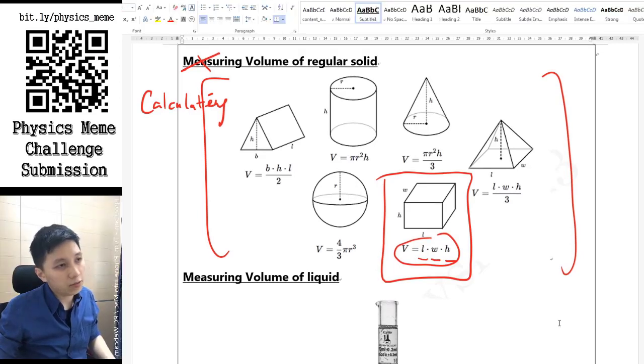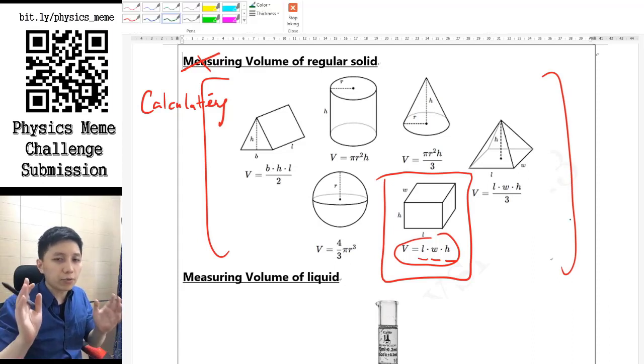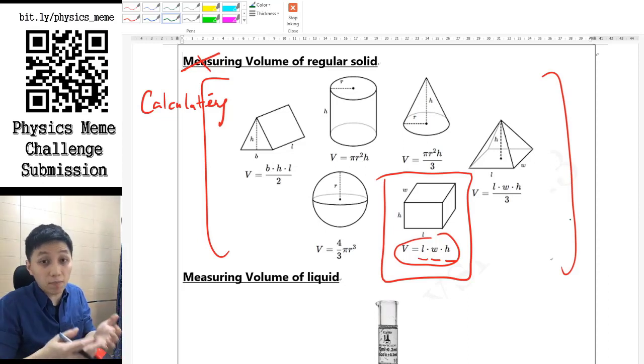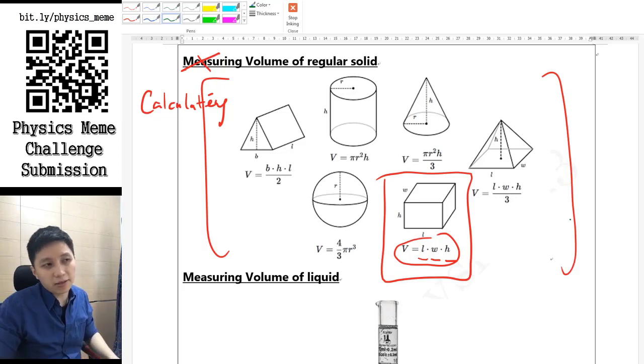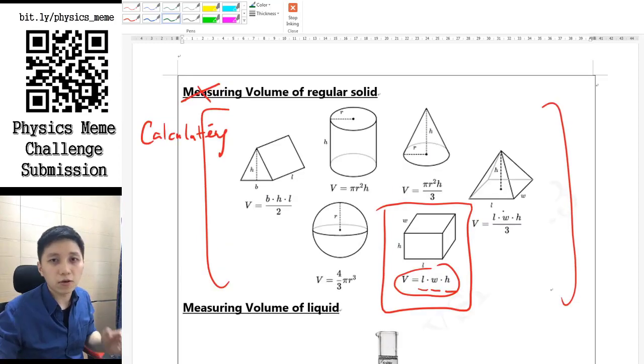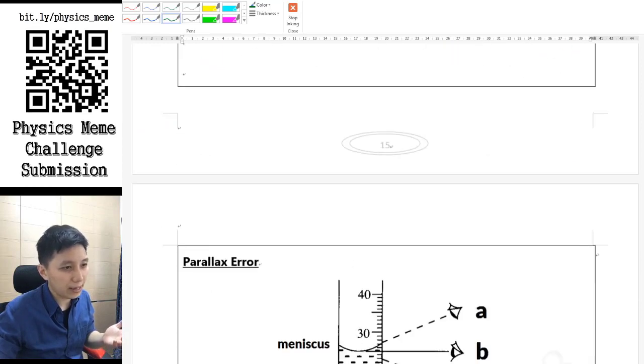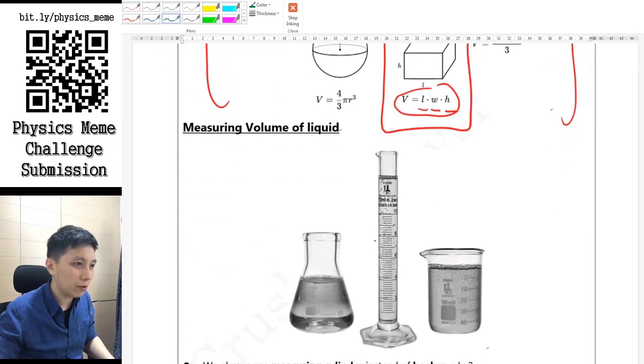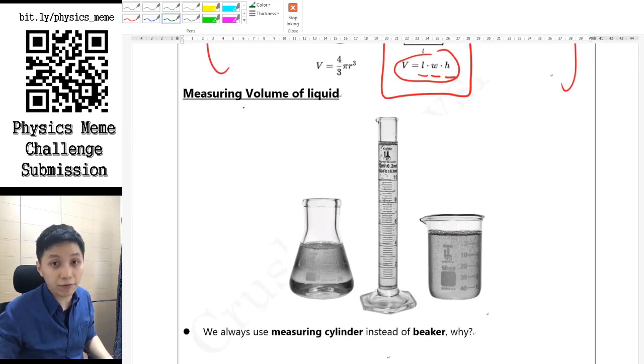The problem is that in real life, you would not be able to find such a perfect regular solid. So this approach is only applicable or useful when you cannot measure it directly. Then you can use this way to calculate, to estimate the volume of it. So for the other method, I will talk about it later when we are on this section. So let me finish talking about measuring the volume of a liquid first.